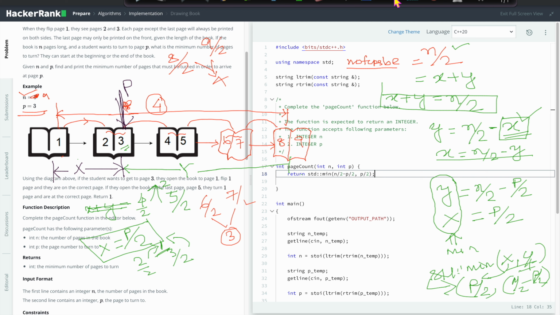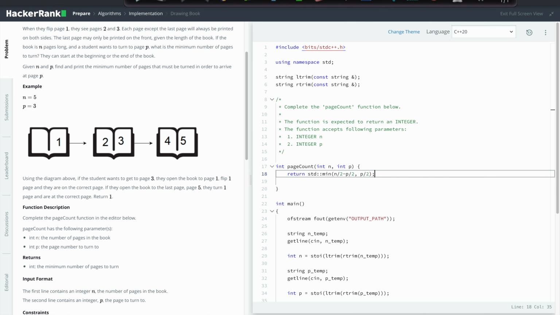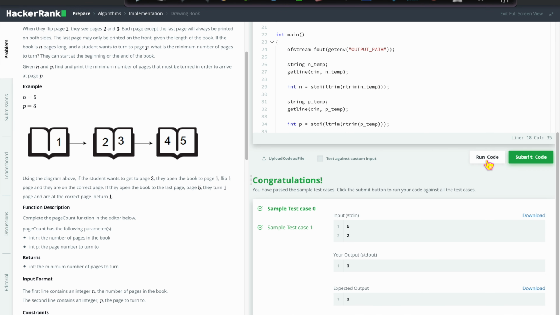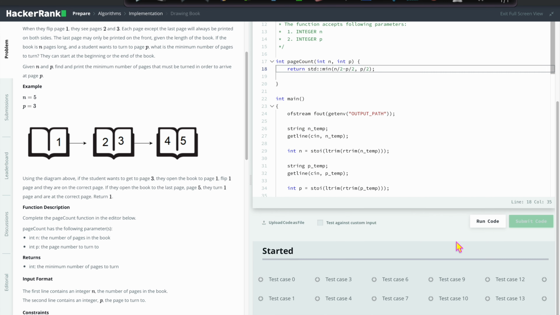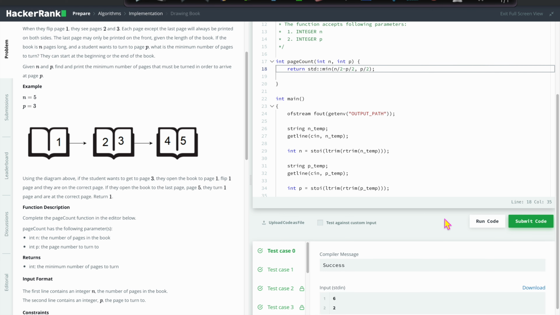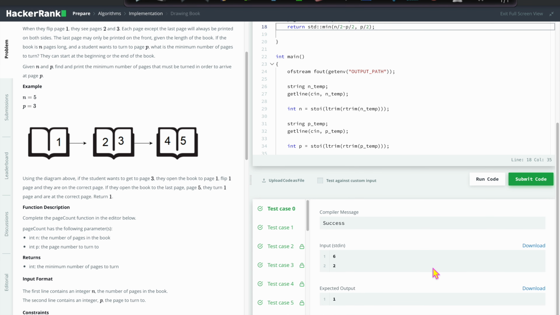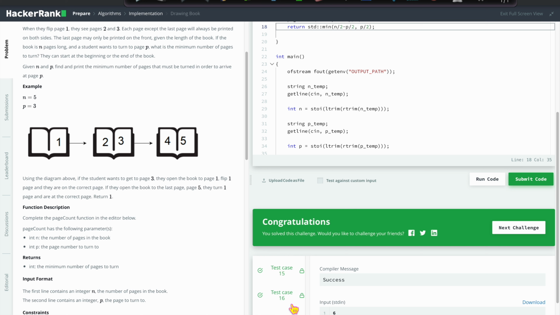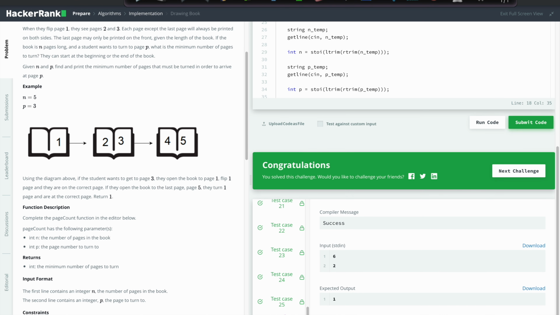Now let me clean this board. Let's run the code and test. Yes, the sample test cases are passing. Now let's run all the test cases and see if our logic is working fine or not. Yes, great. All the test cases are working fine. How many test cases are there? Oh, 26 test cases are there.